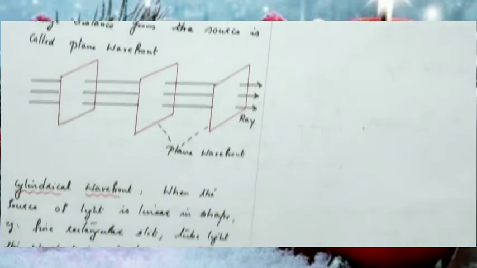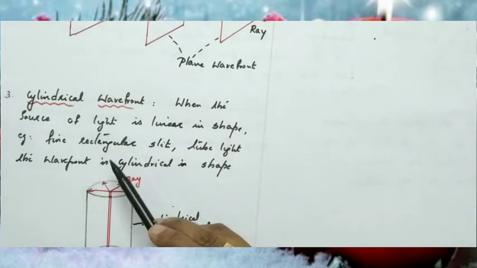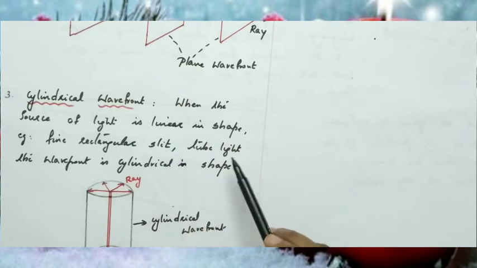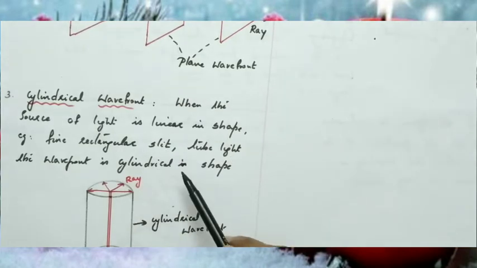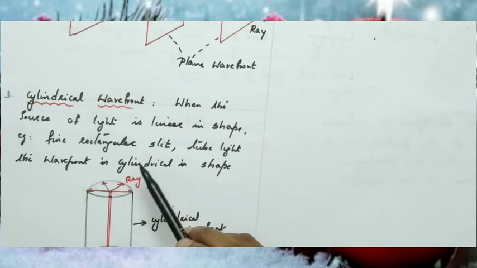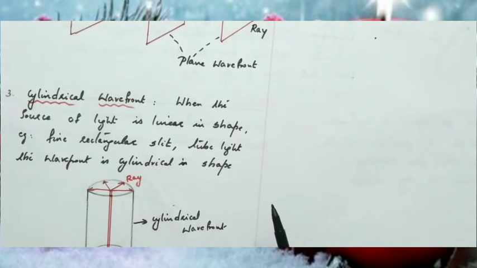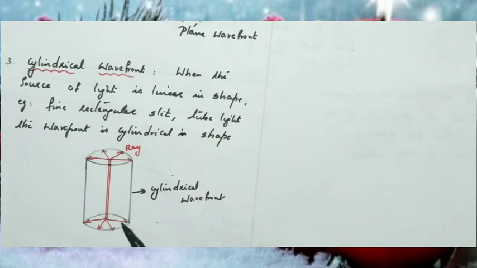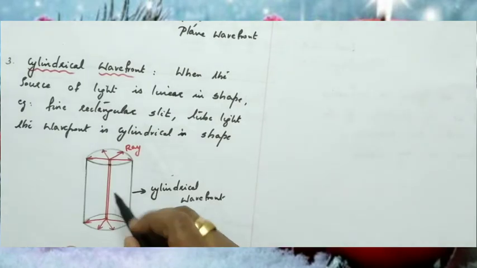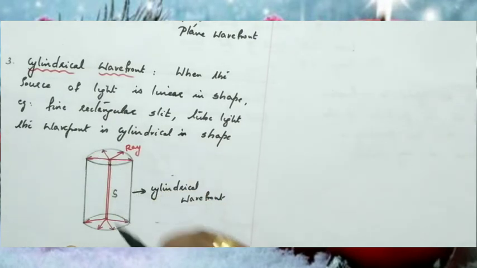Now, the third one is the cylindrical wavefront. When the light source is linear in shape, for example, a rectangular slit or a tube light, the wavefront is cylindrical in shape. For a fluorescent lamp or a very thin rectangular slit, the wavefronts around it are cylindrical in shape. Such wavefronts are called cylindrical wavefronts, like this. This is the light source and wavefronts are cylindrical in shape. This is a cylindrical wavefront and this represents the ray.